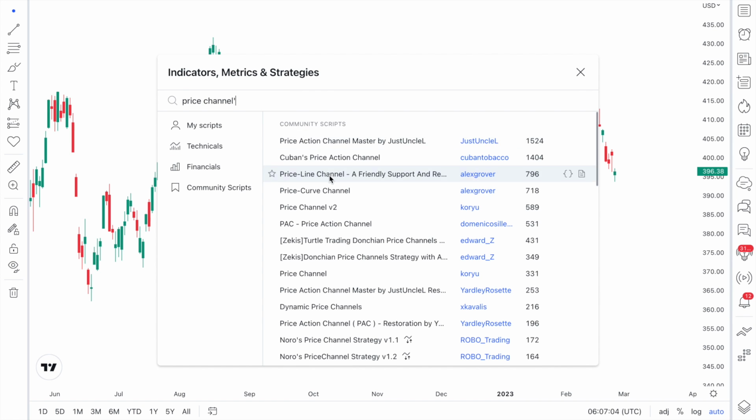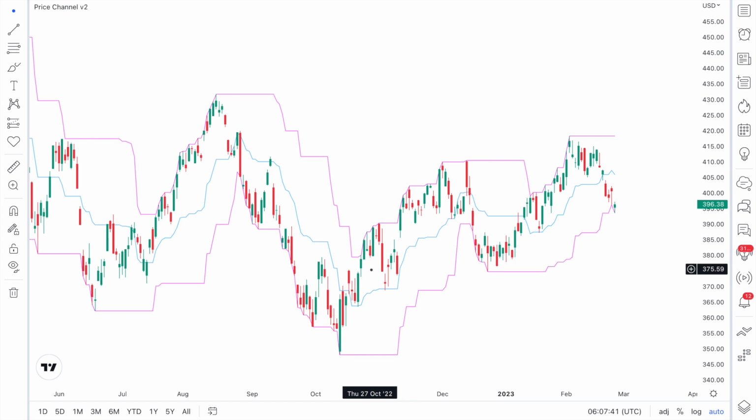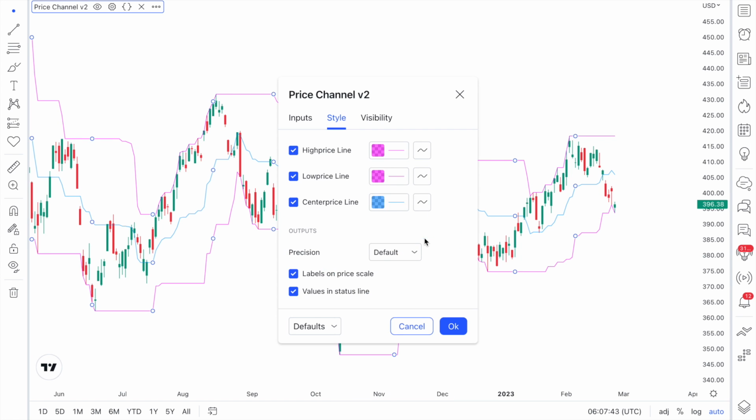On TradingView, it'll show multiple options. I'll just click this one, and it loads the one that I want. You can also do this on Thinkorswim, and I believe other platforms have different variations of this indicator. I'm going to remove this middle line because I don't find it very helpful. Otherwise, I leave all the settings on default.